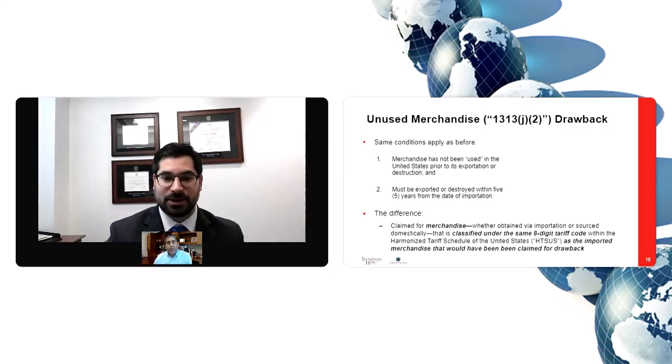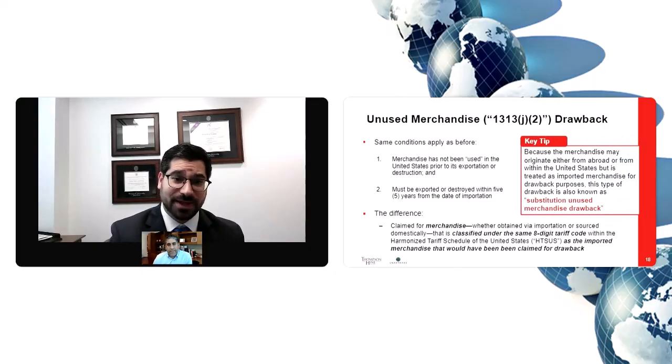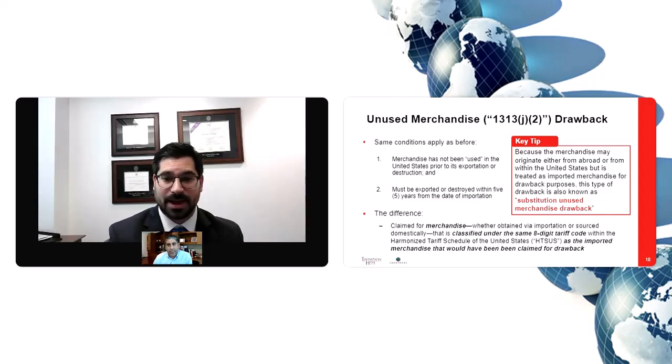When you think about it, you are substituting another type of merchandise, admittedly a very similar type, in the imported merchandise's place. And as a result, this type of unused merchandise drawback is also known as substitution unused merchandise drawback. So yet another way to refer to 1313J2 drawback.